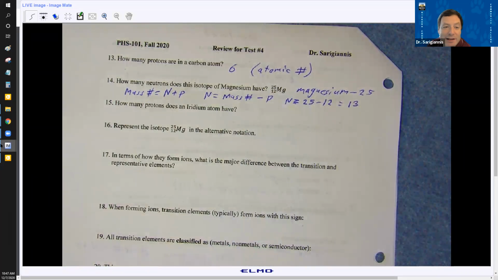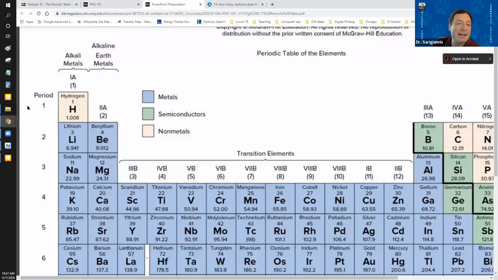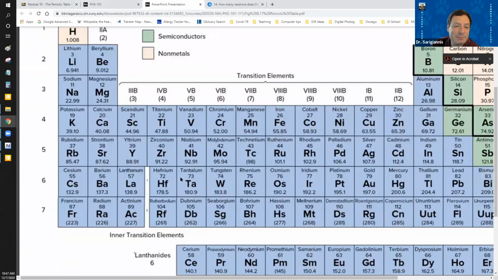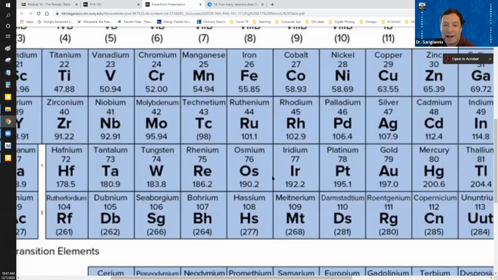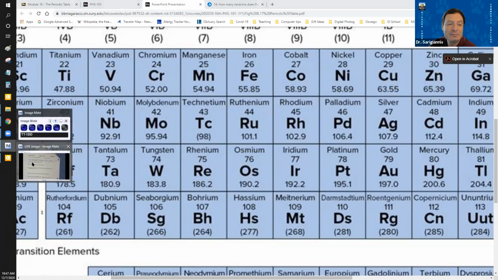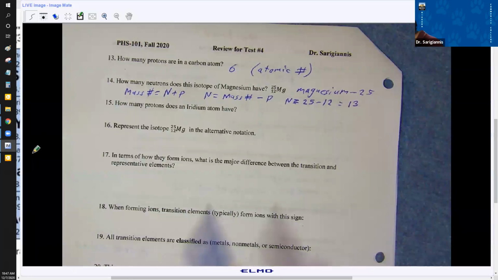Number 15, we already did that with number 13, so you guys are experts. So I'll just show you iridium on the periodic table. Here's iridium, Ir, and number of protons is again the atomic number. So iridium has 77 protons. Let's just write that down.